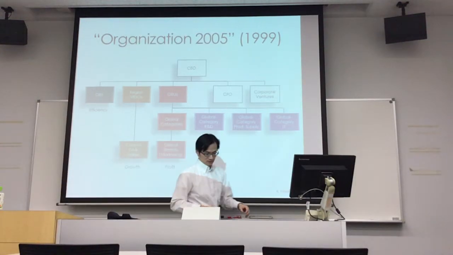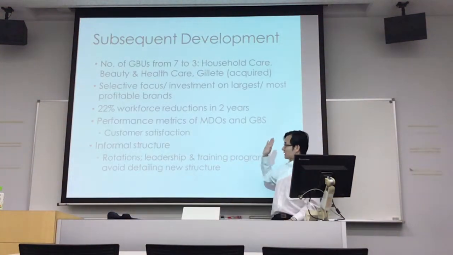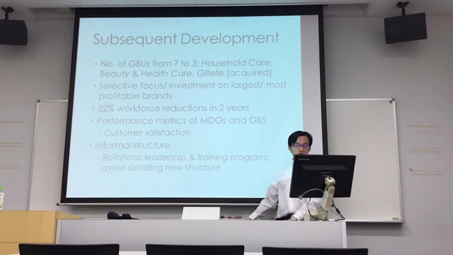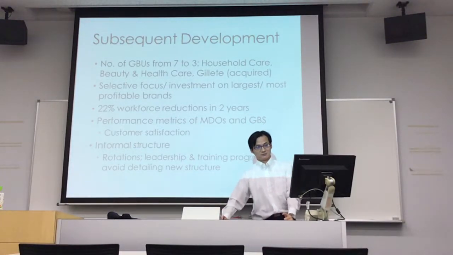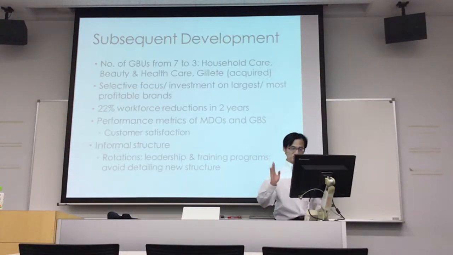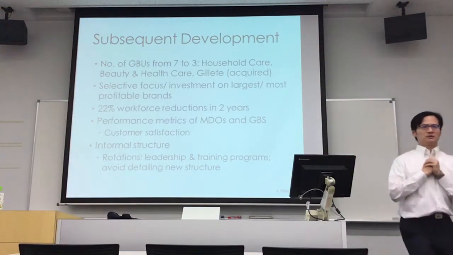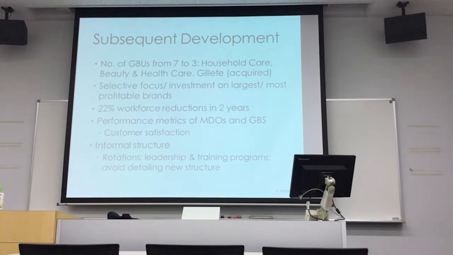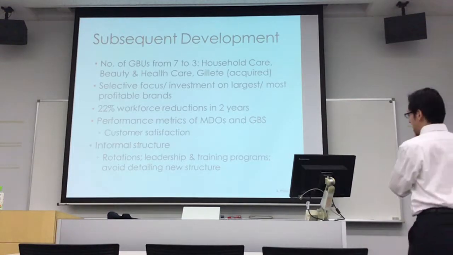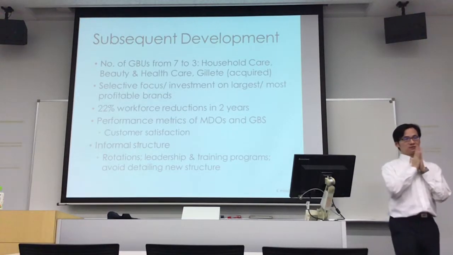That's one thing. And another thing they also try not to do is detail the new structure. They intentionally keep it ambiguous. Okay, now that's it. One thing I would like you to think about: why would they want to keep the new structure at least a little bit ambiguous? What do you get from this?